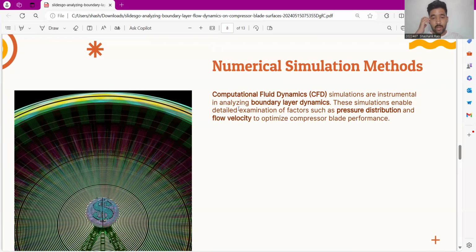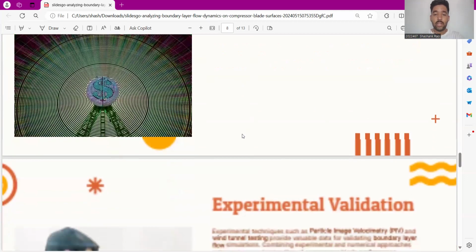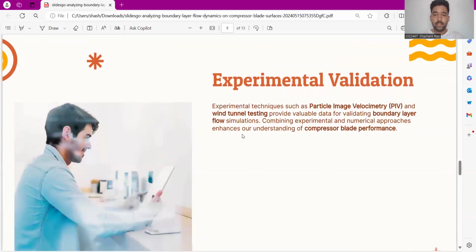These simulations enable detailed examination of factors such as pressure distribution and flow velocity to optimize compressor blade performance. If you perform a CFD for the designed compressor blades, we can get the examination of pressure distribution and flow velocity. It's actually like an experiment for the design.